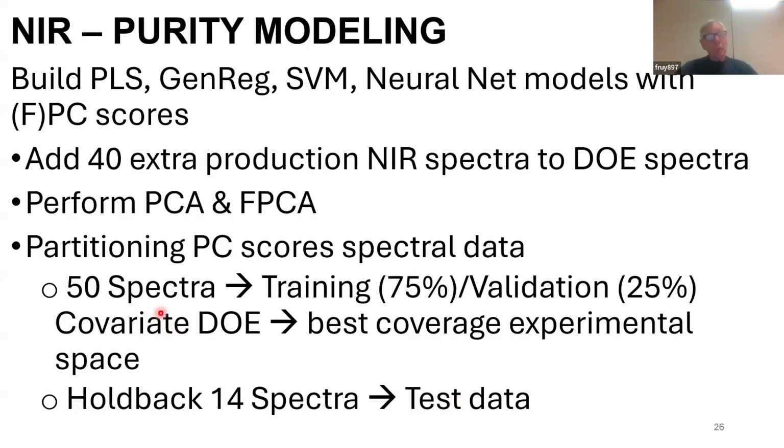Of course, now the question is, what spectra will we use for making this model? What are the best spectra? Well, we'll select these spectra based on a coverage design experiment, which will give us the best coverage for the experimental space for making the model, the training and the validation model. And using these spectra, of course, we will generate a validation set, 75% training and 25% validation.